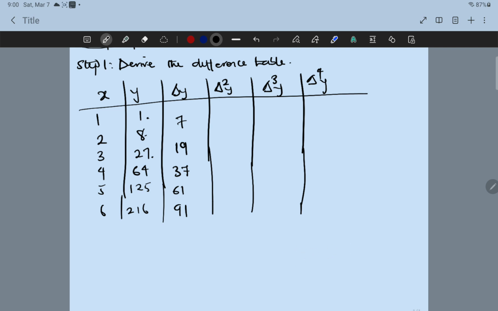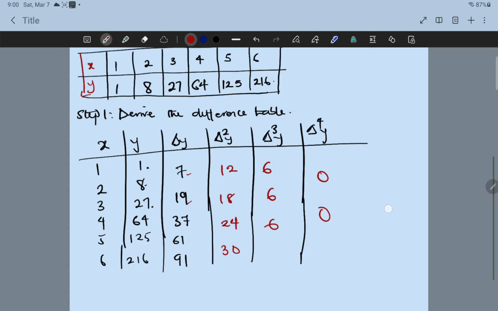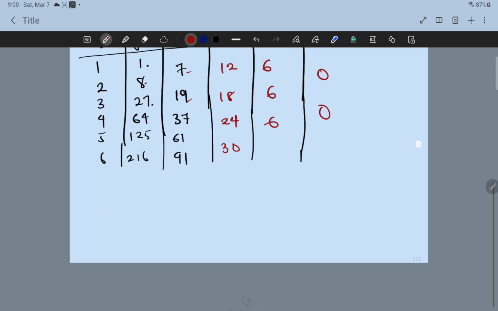And so for this place, we have 19 minus 7. Is that okay? We have 12. 37 minus 19, we have 18. We have 24. We have 30. Is that okay? And then for the change to the power of 3, we have 6. We have 6. We have 6. And this minus this is 0. This minus this is 0. You have been able to derive the difference table.